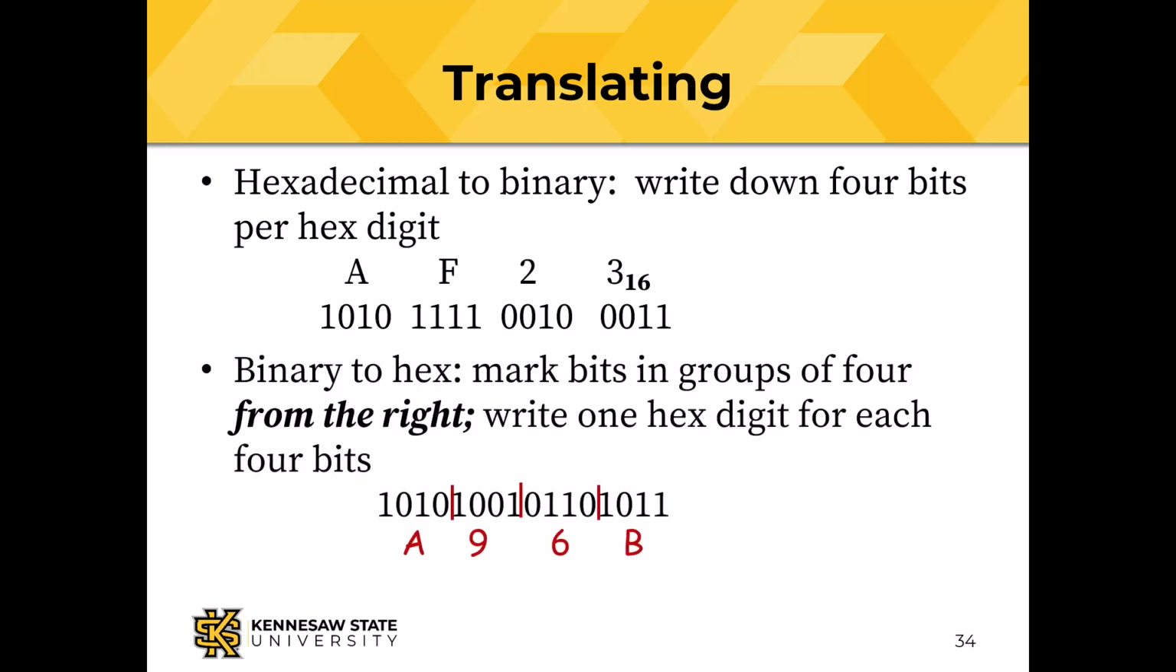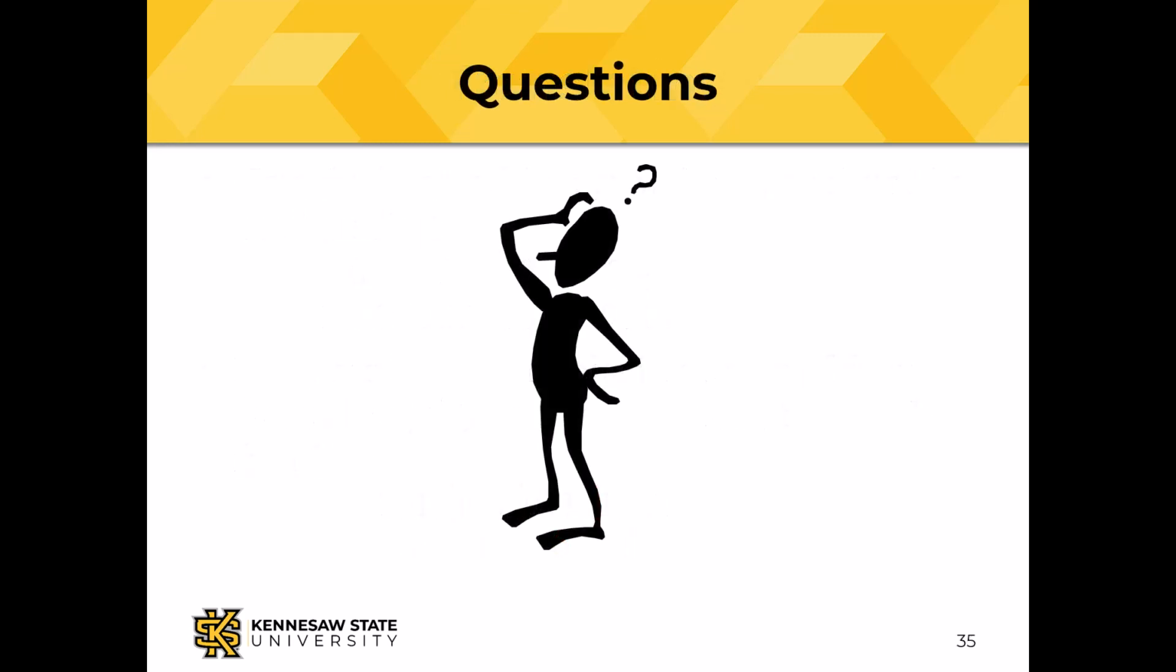To go from binary to hex, I mark the bits off in groups of 4 from the right and write one hex digit for each group of 4 bits. And that is everything I have to say about both 2's complement numbers and hexadecimal numbers.